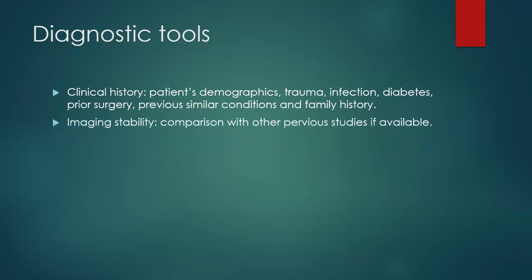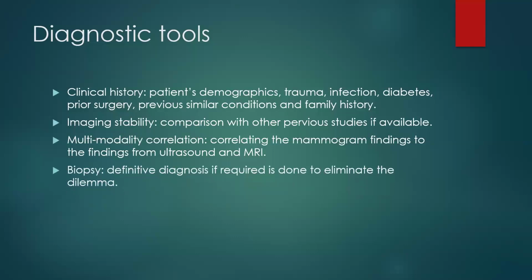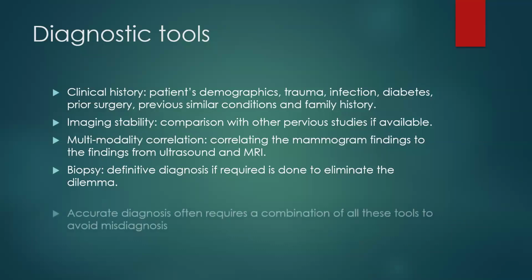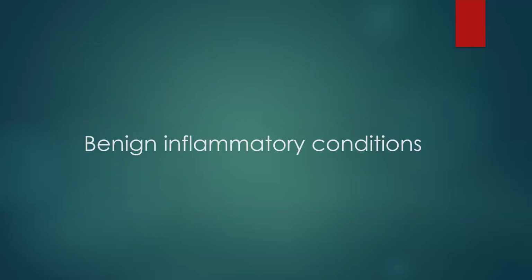By this, we mean to compare the current images with other previous studies, if available, and see how the tumor is progressing through time. Multimodality correlation. By this, we mean correlating the mammogram findings to the findings from ultrasound and MRI. And biopsy, which is the definitive diagnosis, if required, is done to eliminate the dilemma. Accurate diagnosis, as we said, often requires a combination of all these tools to avoid misdiagnosis.